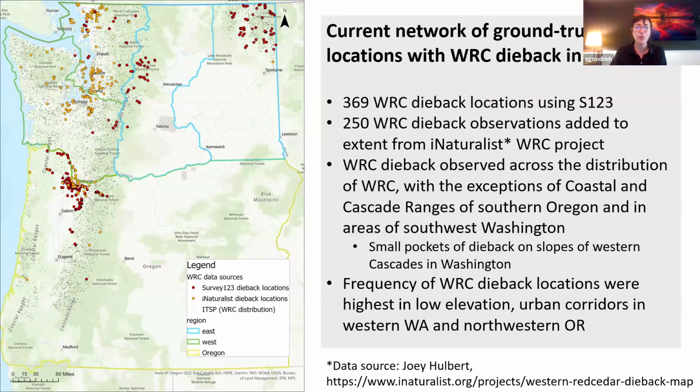There were some big exceptions where it wasn't occurring at the time in 2021 and 22, down in the coastal or Cascade ranges of Southern Oregon. And I will admit that we did not do a good enough job mapping it on the coastal range in Western Washington and the Olympic Peninsula. We have more to do there. But we did note that the frequency of the dieback locations was highest in the low elevation urban corridors in Western Washington and Northwestern Oregon, more so than in some of the higher elevations, like the slopes of the Western Cascades.